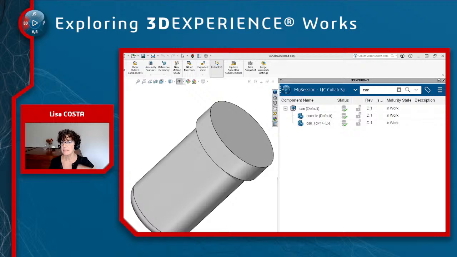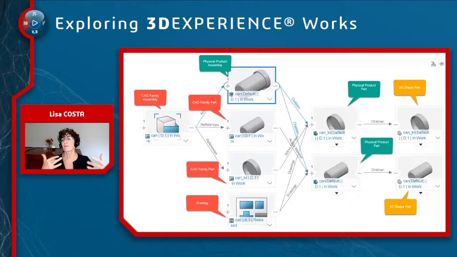But behind the scenes, what has happened by putting those SolidWorks files onto the platform, what you got for free as part of the system is that, yes, there's a CAD assembly and the two CAD components as well as a drawing, okay? But it defined a physical product, something called a physical product, for the assembly, and then a physical product for the lid and the body.